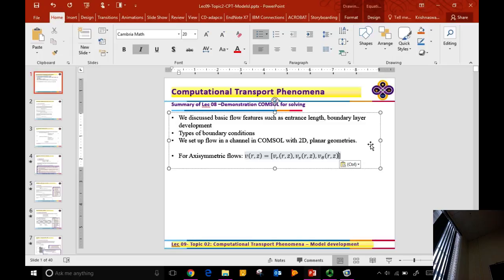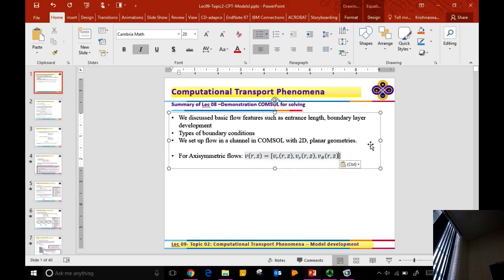How does this differ from 2D planar flows? In 2D planar flows that we saw, flow between two parallel plates, we had two velocity components, but they were functions of only two spatial positions. There was no third velocity component. That's how the 2D axisymmetric differs from 2D planar flow. And that's why they have a separate model for building axisymmetric flows. With this flow, you can study a large number of problems.